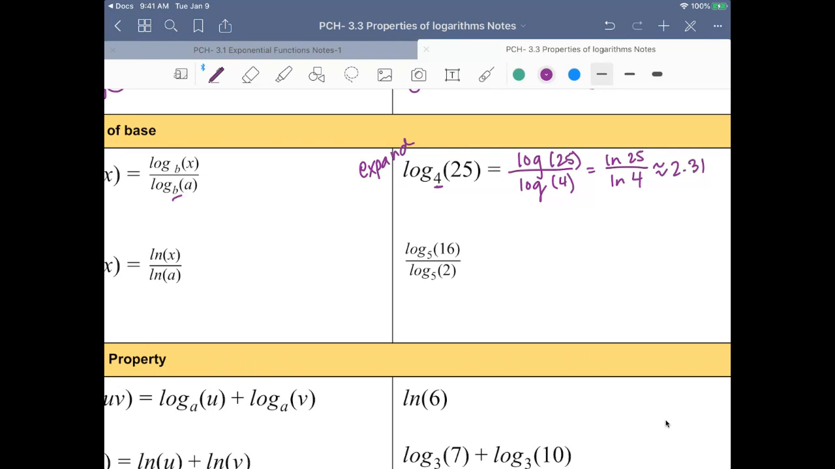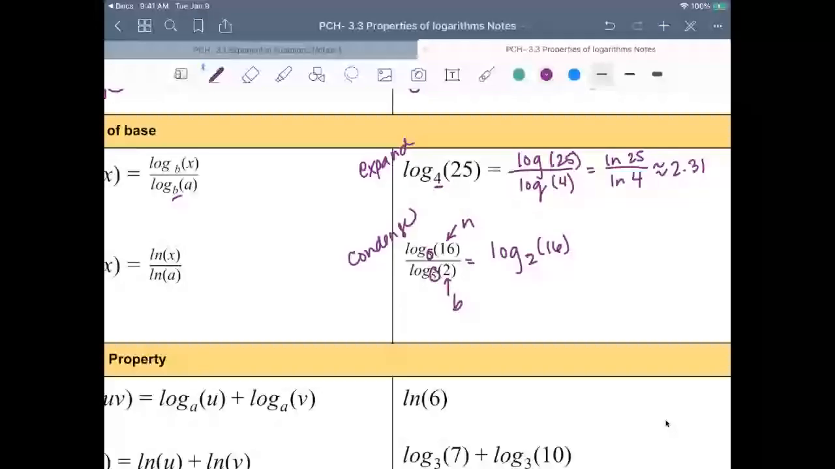All right, we're now going to condense. So we have the same base, which is 5. So I can actually write this as log base 2 of 16, where this number here becomes your base, and this one is your number. And 2 to the what gives you 16? That's 2 to the 4.